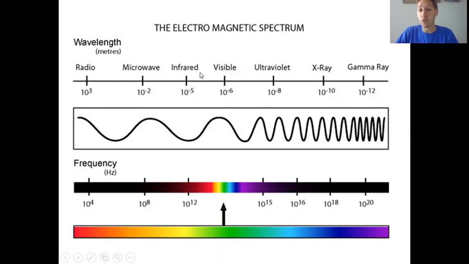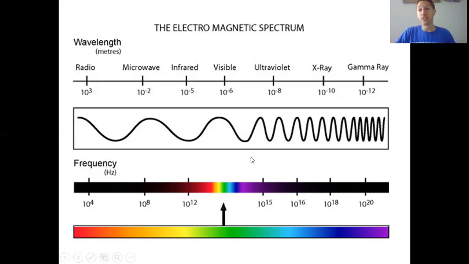So again, if you think about the words too, infra and ultra, what do they mean? Infra means below, ultra means above. So ultraviolet means above violet, and infrared means below red, because in the visible spectrum, what we can actually see, red is the longest wave and violet is the shortest wave, which has the most energy.